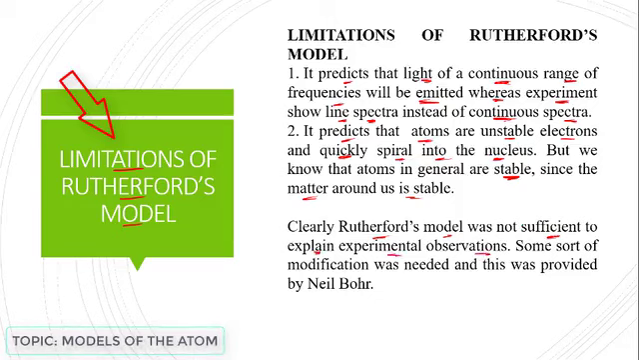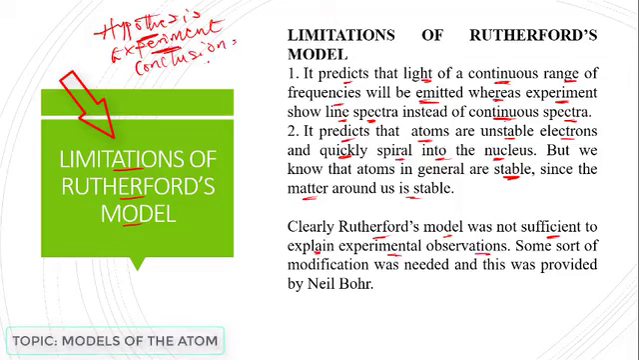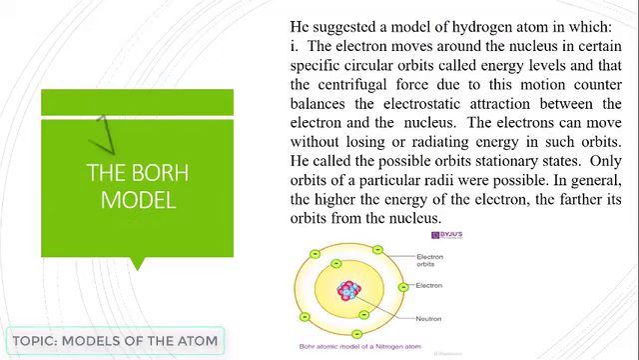Do remember that in science, it is not just enough to have a hypothesis or guess. As much as we have a hypothesis or guess, we also want to prove that hypothesis by carrying out an experiment. After this experiment, we'll be able to arrive at conclusions that will help us to know whether the hypothesis initially was correct or not. So some sort of modification was needed on Rutherford's model, and this modification was provided by Niels Bohr.